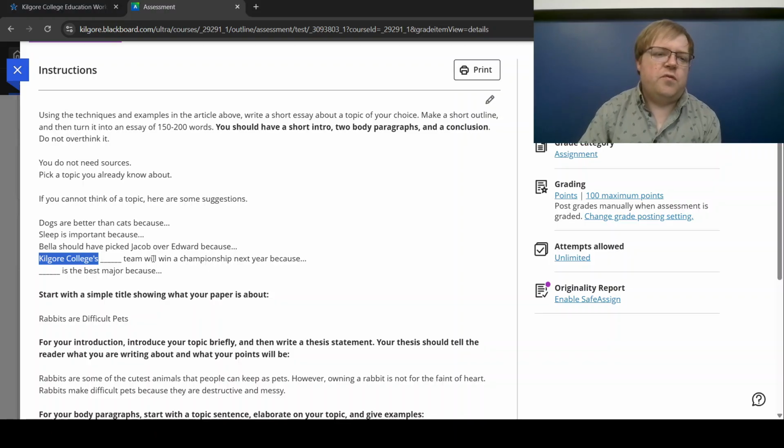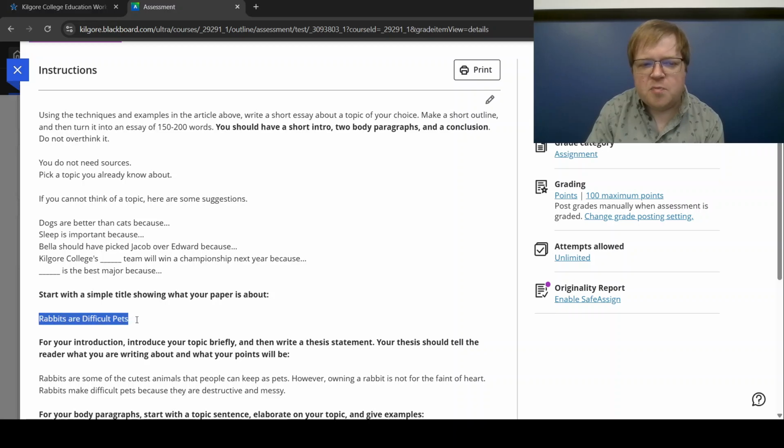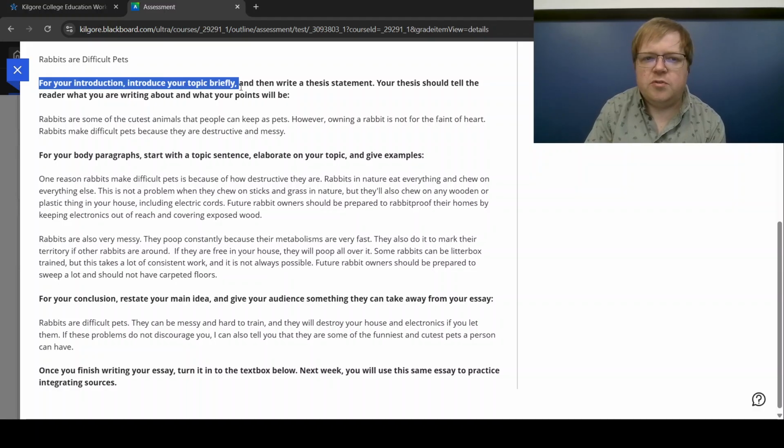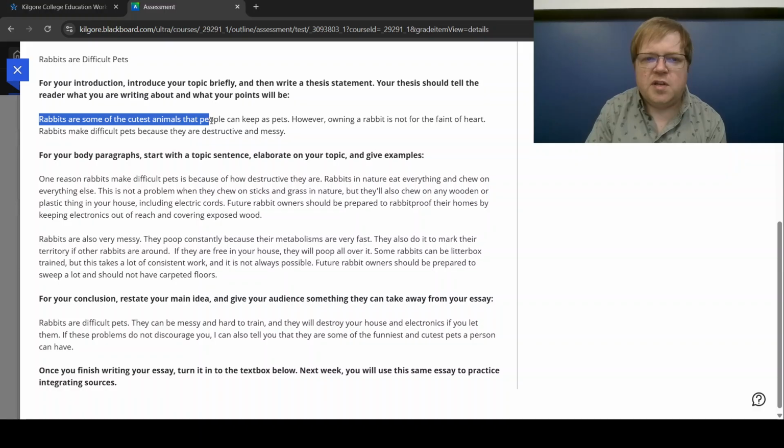So for mine, I picked a topic that is near and dear to my heart, which is rabbits being difficult pets. From there, I came up with this introduction, and all you need to do for your introduction is introduce your topic briefly, and then write a thesis statement. So for rabbits are difficult pets, I said, rabbits are some of the cutest animals that people can keep as pets.